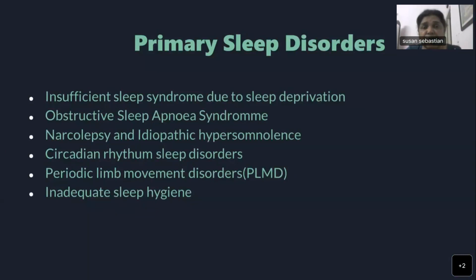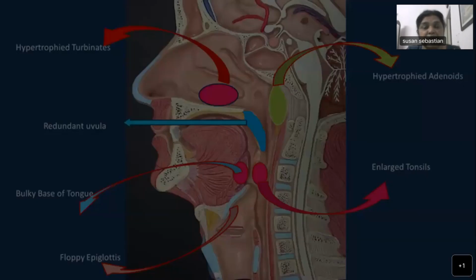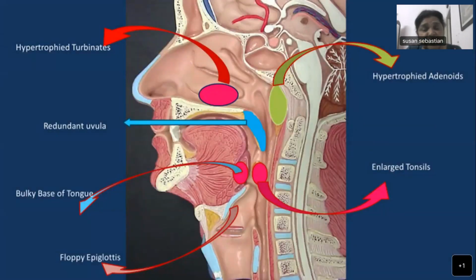There are a host of sleep disorders, and the numbers are increasing as time goes on. Many of them are mainly central disorders. And obstructive sleep apnea syndrome is one of the disorders which is common among the sleep disorders in general. As I said, it's because of an obstruction of the upper airway.